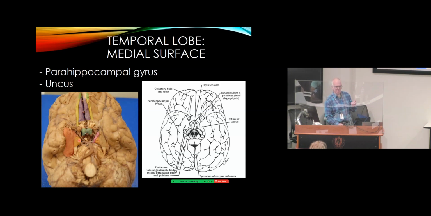So if you hear that story, then you know, okay, where did the seizure focus begin? It began in the uncus, which is part of the temporal lobe. Parahippocampal gyrus we'll talk about later. This is part of the limbic system, which we'll discuss in just a little bit.